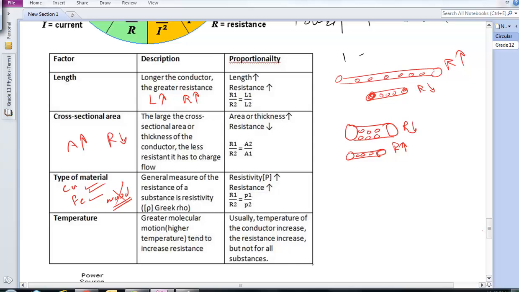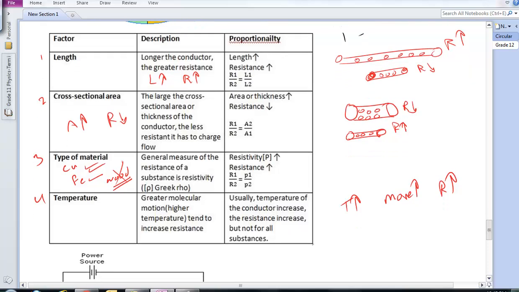Finally, the fourth factor is the temperature. So we have 4 factors, and the fourth one is temperature. The higher the temperature, the more the movement of the particles of the conductor, which means the charges are going to fight their way to pass through these particles. So the resistance would be more. The more the temperature, the more the resistance, because molecular motion is greater at higher temperatures.